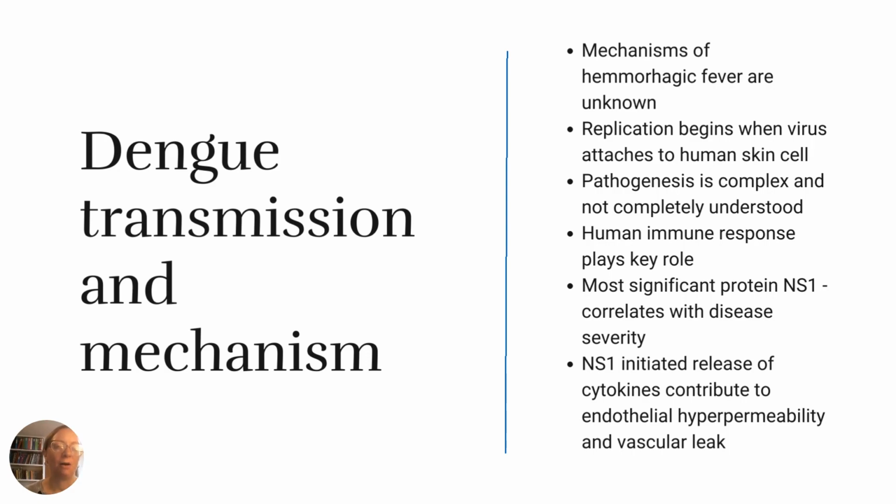Mechanisms of hemorrhagic fever are unknown. Replication begins when the virus attaches to the human skin cell. Pathogenesis is complex and not completely understood. And let me adjust what I said about the human skin cell. It's believed, the hypothesis is that they infect Langerhans cells, possibly dendritic cells and macrophages. So they infect immune system cells and then get into the blood, travel throughout the body, through the blood and the lymph, and then create all of these side effects. And that's the same with yellow fever. It infects a white blood cell, and then the blood is used like a highway, and it travels throughout the body to the liver, to the kidneys, to these other very important organs.